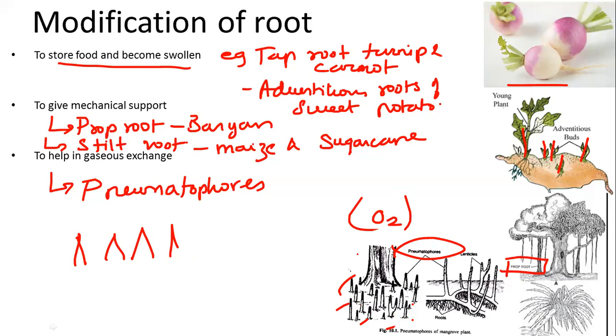Why? Because pneumatophores are usually present in the mangrove forest. Mangrove trees have dense branches, so the sunlight cannot penetrate deeper to the roots. So the roots come out from the soil and take part in gas exchange. Okay, this is what I wanted to say about modification of root. I guess you all are clear with this.